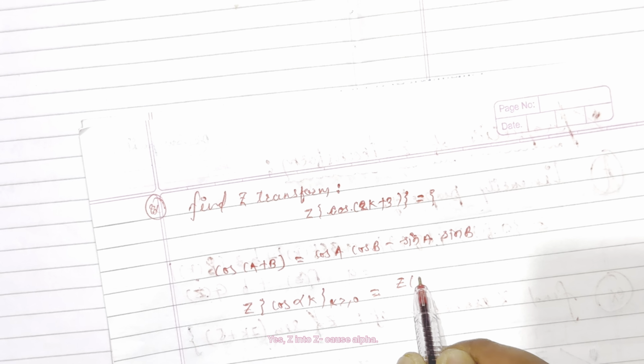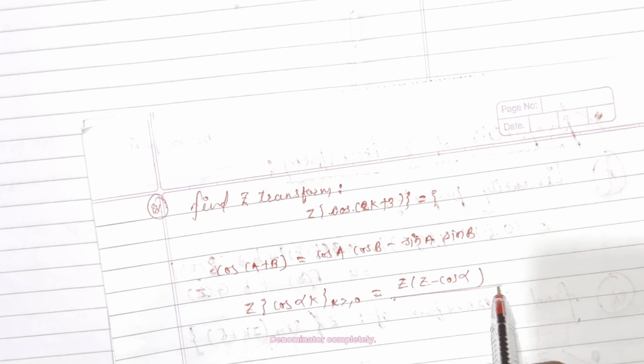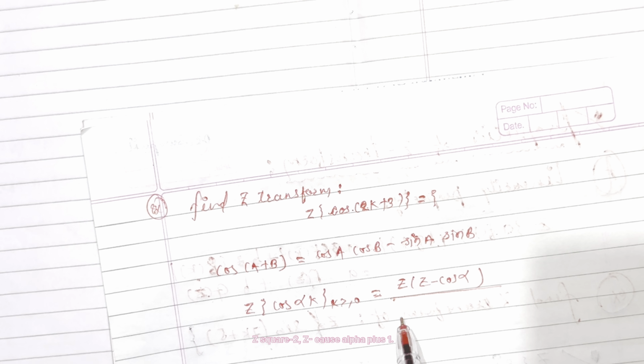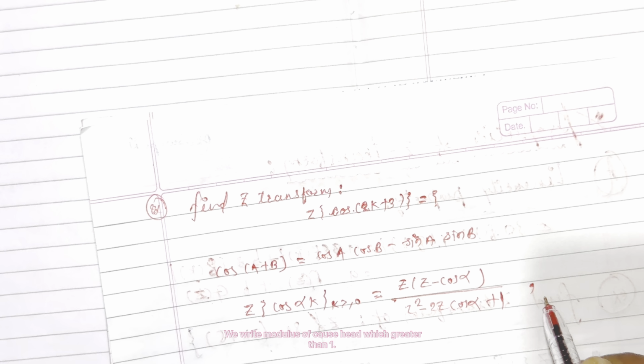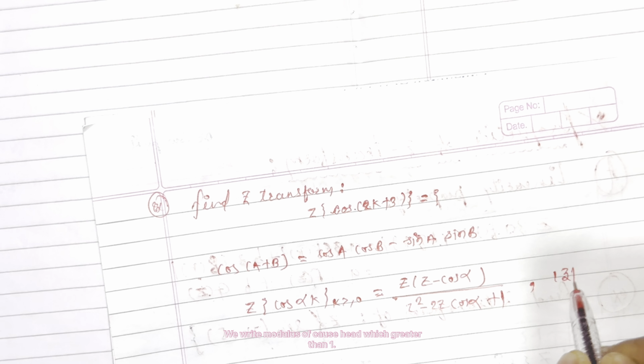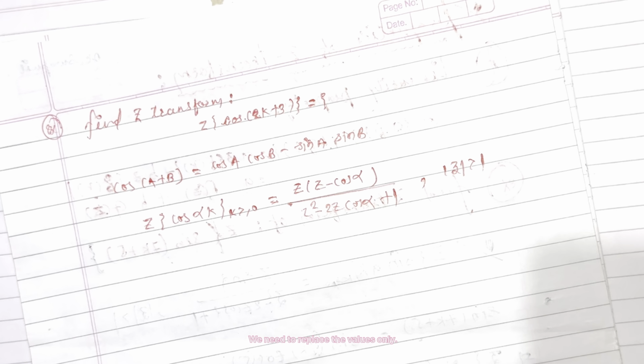Yes, Z into (Z minus cos alpha), with the denominator Z squared minus 2Z cos alpha plus 1, and we write modulus of Z greater than 1. So this one is our required Z transform for cos(alpha k). Now we are going to apply this Z transform to our example. It is very easy, guys. We need to replace the values only.